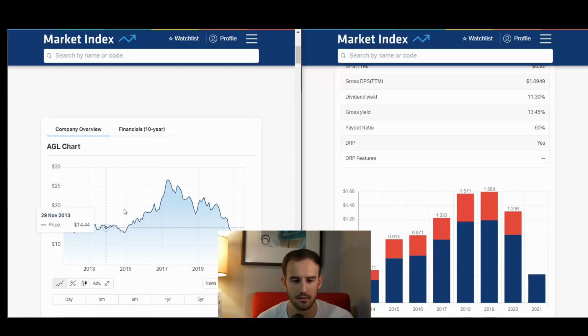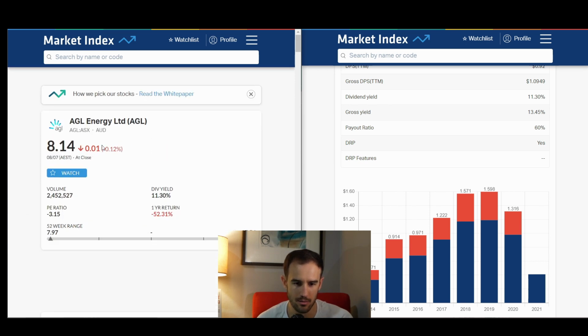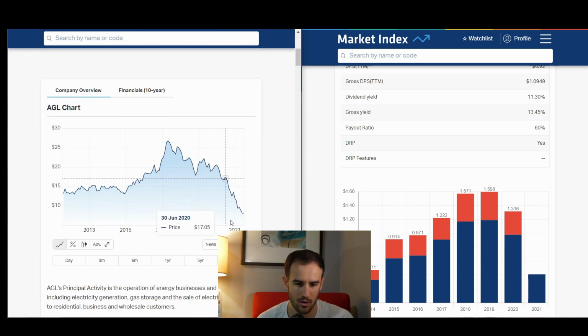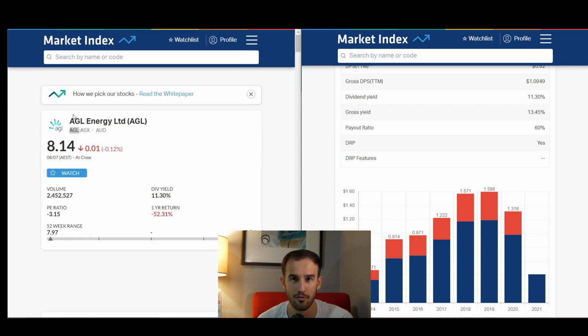Alright, let's dive in. As you guys can see from the chart here, we're looking at AGL Energy Limited, which is listed on the ASX under the ticker AGL. Now, we're looking at the last 10 years worth of data, and over here to the right, we can see the last 10 years worth of dividends. The dividend yield at present is 11.3%. So the question that an investor might ask is, can I expect to continue receiving 11.3% into the future if I invest in today's stock price of $8.14? Well, the answer is complex, and the answer is that I personally don't know.